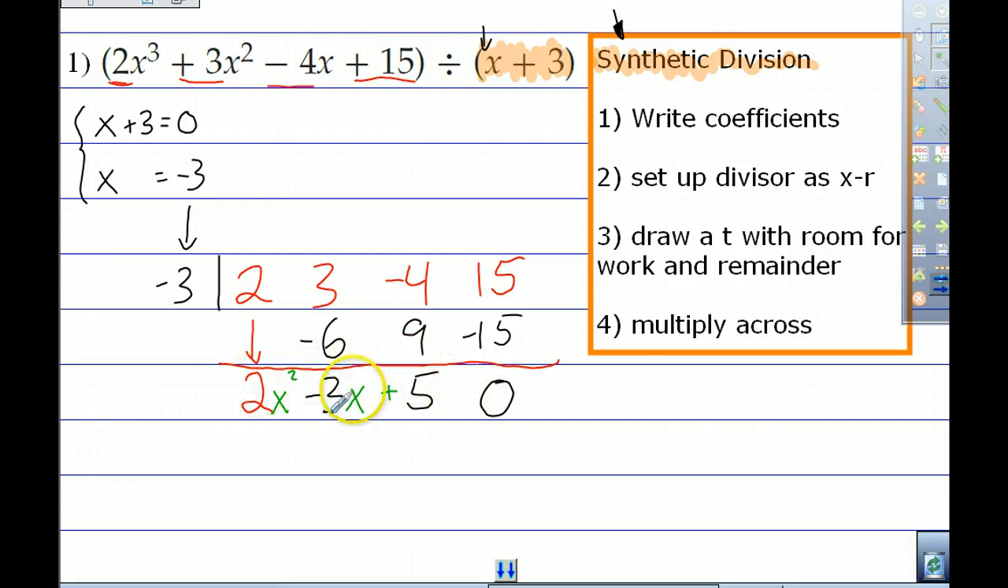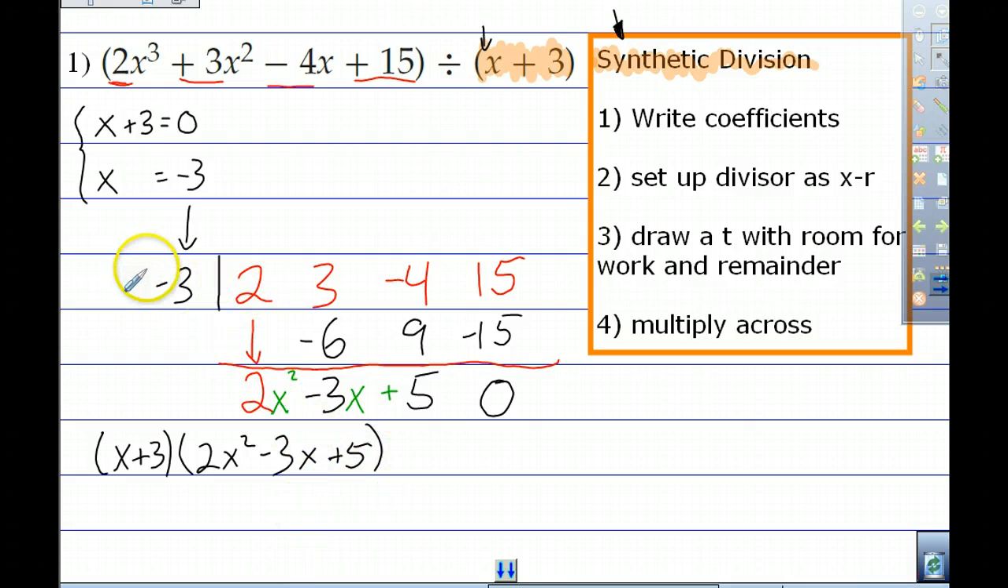Okay. If we did the long division, we'll get the same exact answer. So we know that this big old long thing equals x plus 3 times 2x squared minus 3x plus 5.